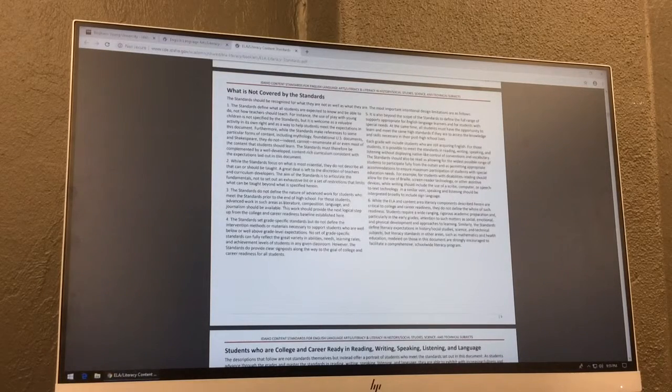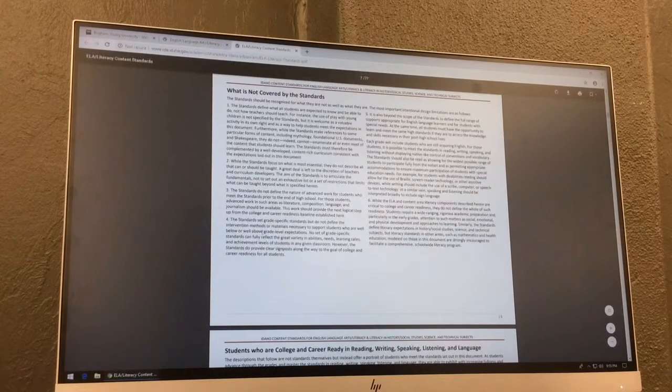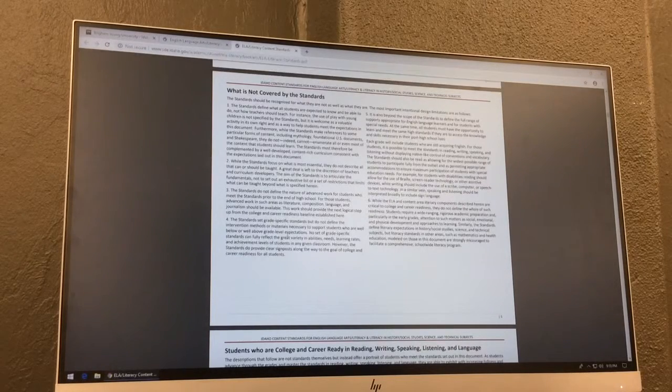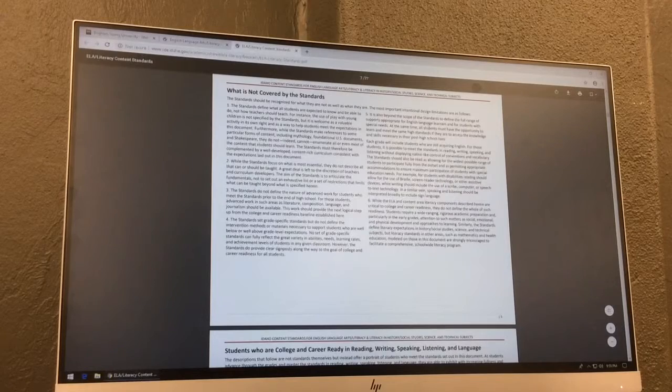Number 3, the standards don't tell you how to help high achievers who meet the standards prior to the end of high school or the grade. So teachers need to figure out how to best help and challenge those high-achieving students. And the standards also don't give you intervention methods to support students who are below or above grade level expectations. So students who struggle or students who are at a much higher level, teachers have to figure out how to do that. The standards also don't tell you how to support English language learners or students with special needs.